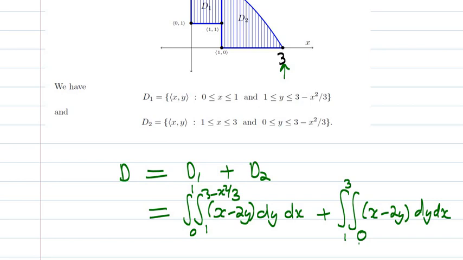Y starts at 0. You see this lower bound is different to that lower bound. So now y starts at 0 and y ends at 3 minus x squared over 3. And so we've now written D as the sum of two iterated integrals, both of type 1. So it was important to draw the diagram to guide us to set it up correctly.